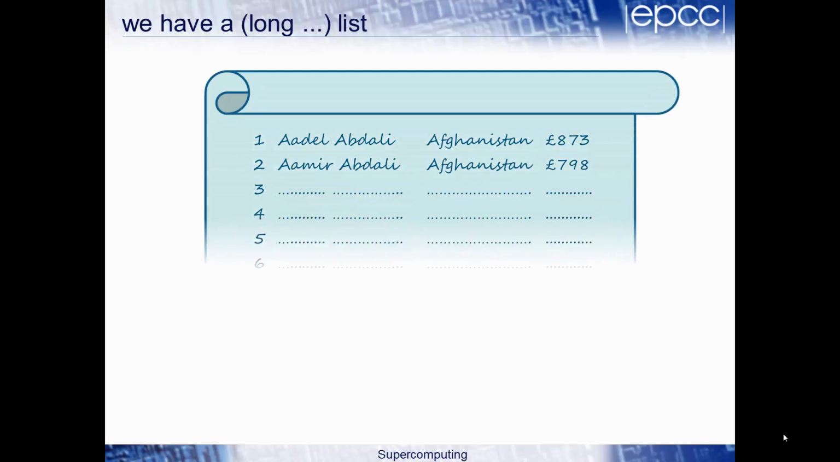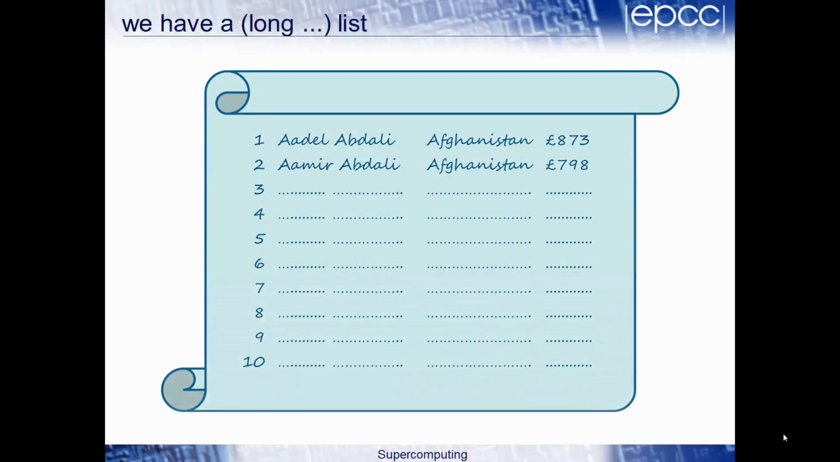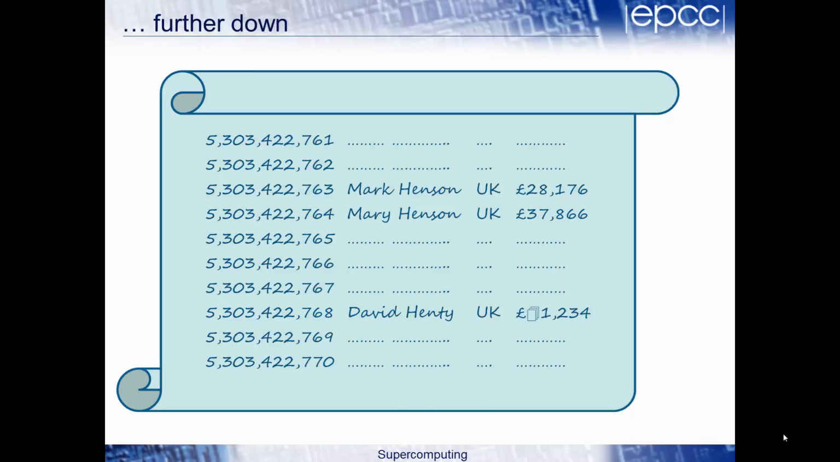So let's imagine we have a list. It's going to be a long list of the salaries of everybody in the world, ordered alphabetically by country and person. So right at the top of the list, we have a couple of people, Adel and Amir Abdali, who live in Afghanistan. Unfortunately, the average wage in Afghanistan is quite low, but they earn just under £1,000 a year each. We carry on down the list and we get a couple of representative people from the UK, Mark and Mary Henson, a couple who live in the north of England earning £20,000 or £30,000 each, and there's me, that's my salary. Oh, there seems to be a small error there. You can't quite see what my salary is, but anyway, I'm on the list as you'd expect.